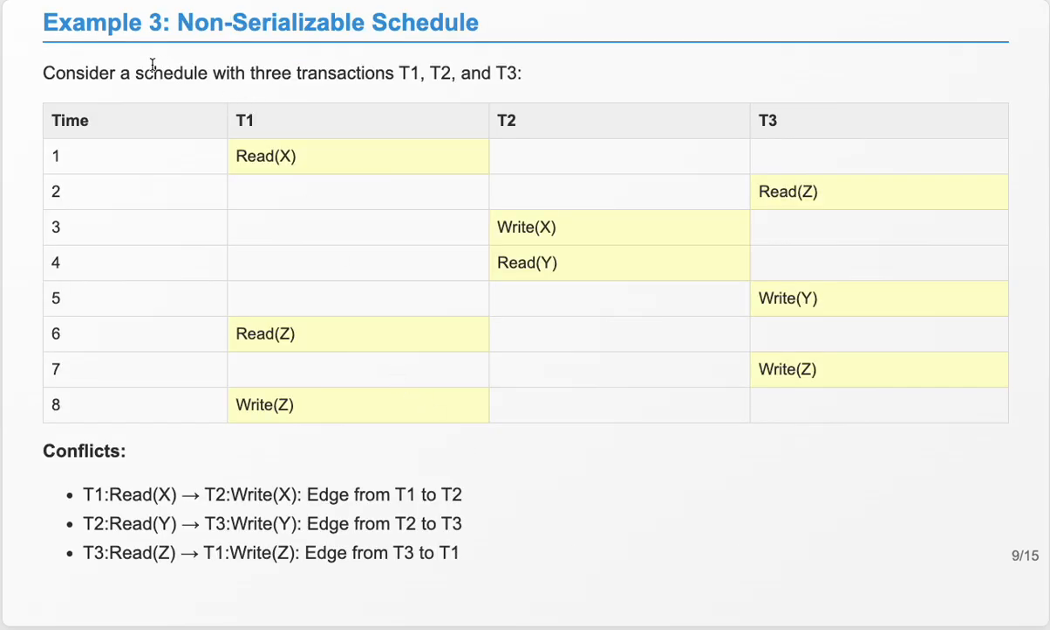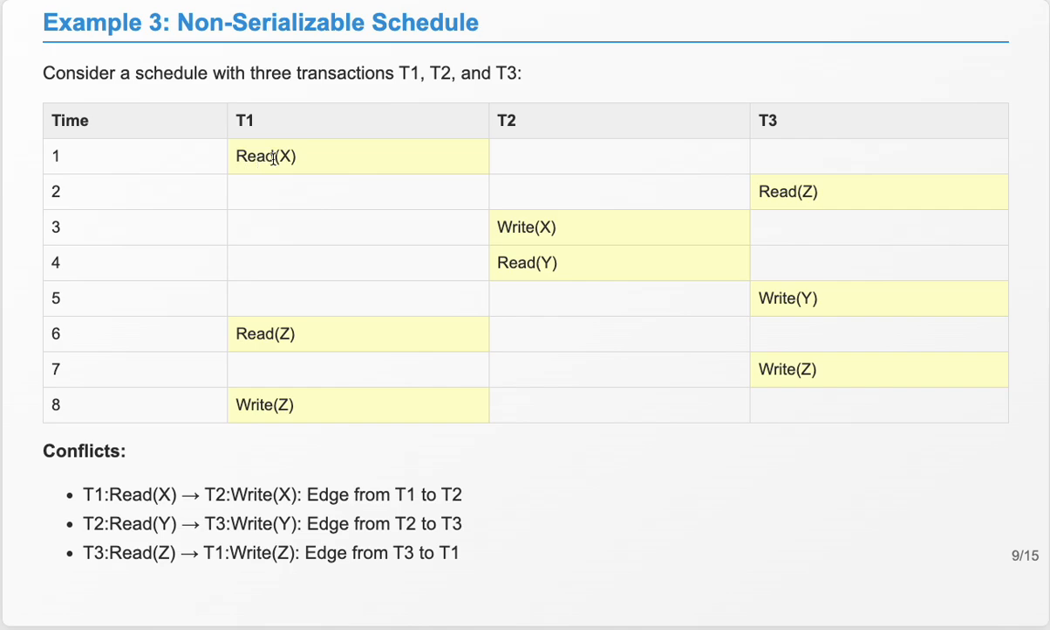Here we can see a schedule with 3 transactions, T1, T2, and T3. The table lists their operations over time. Let's examine the schedule. We need to find conflicts. A conflict happens when 2 transactions access the same data, one operation is a write, and they are not in serial order.